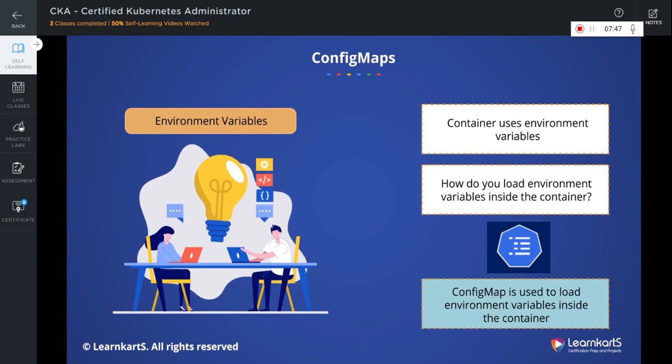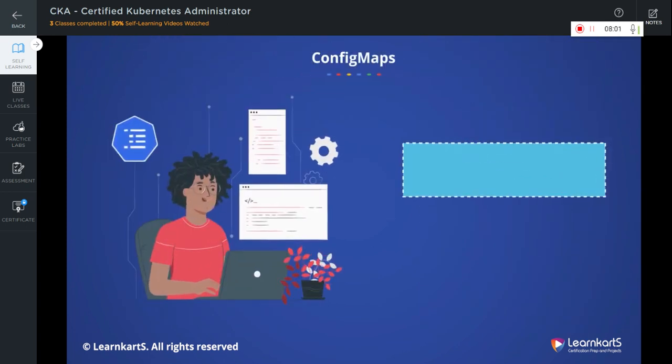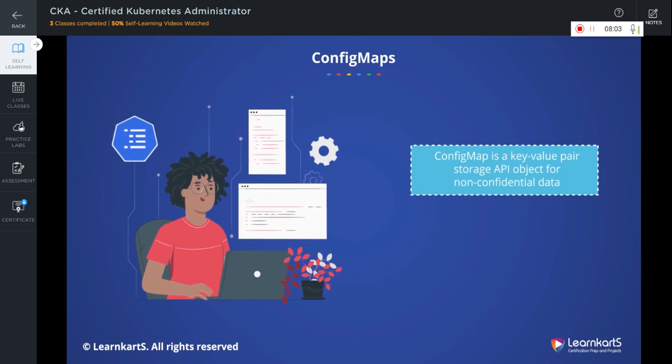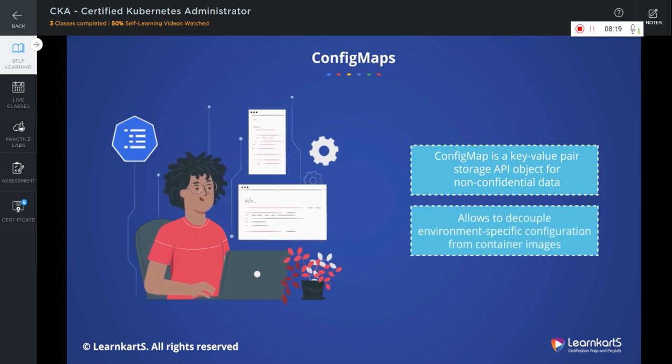A config map can also be loaded as a drive, as a file, or as an environment variable. There are many different ways it can be loaded. Same thing happens with secrets. So let's see what happens. A config map is a key-value pair to store non-confidential data, mainly plain text, generally environment variables, which are non-sensitive information, right? And it allows you to decouple the environment-specific configuration from the container image.